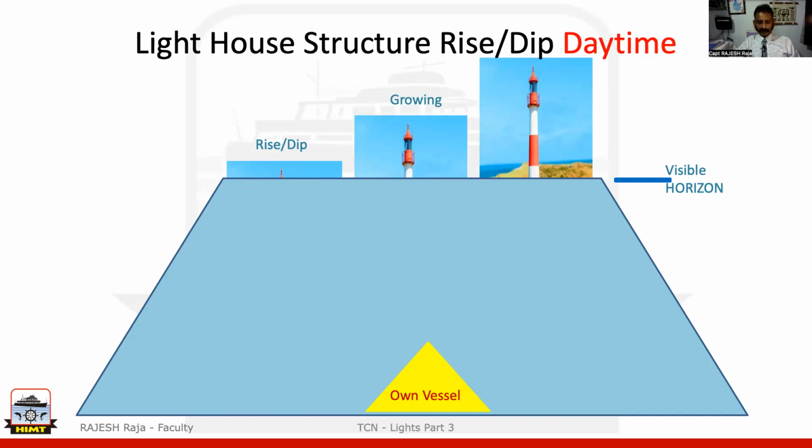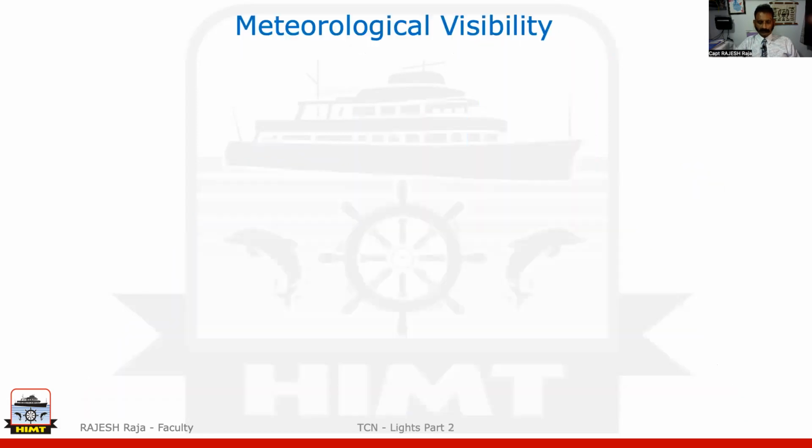Now, we had seen that you could have various barriers. Whether you will be able to see the rise and dip of a lighthouse will depend on a very important barrier. That barrier is basically what we're going to study today, in this module. So let us look at the barrier, and the title itself gives you that barrier. It is the MET visibility or meteorological visibility.